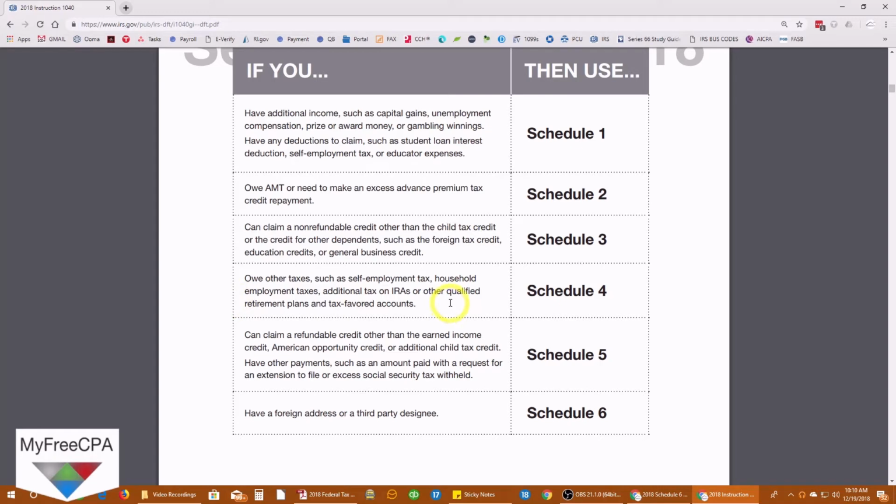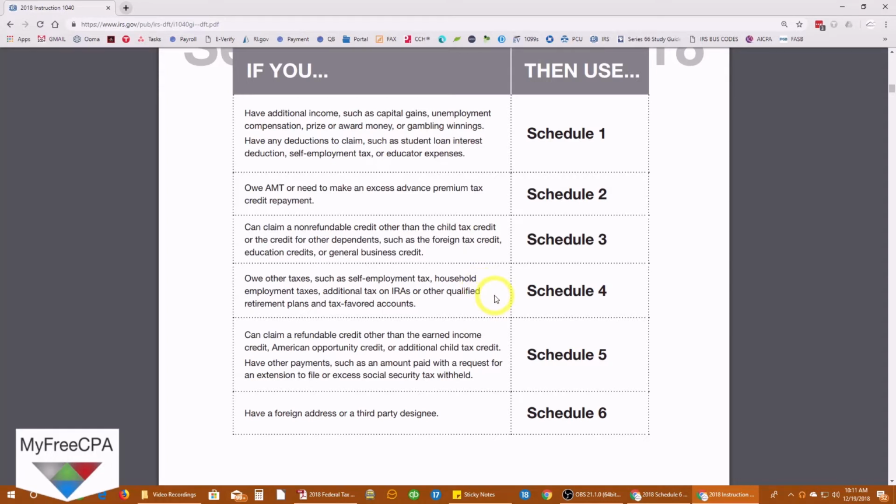Schedule 4, owe other taxes, such as self-employment. So you have Schedule C income. You have an LLC where your income flows through to you. You're going to have to pay self-employment taxes on those. That goes on Schedule 4. As well, if you have a nanny or a maid, this is for rich people, and you pay household employment wages, right? You pay those people. You have to pay employment taxes. Those go on Schedule 4.